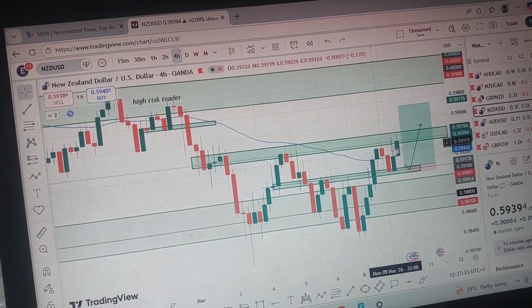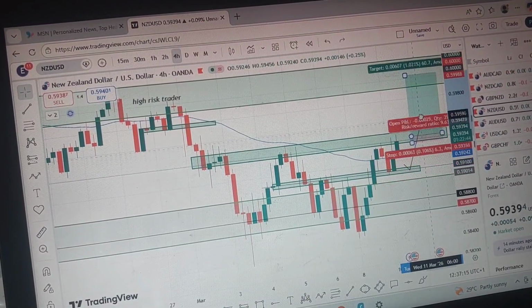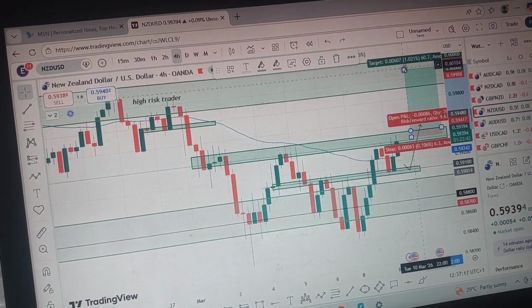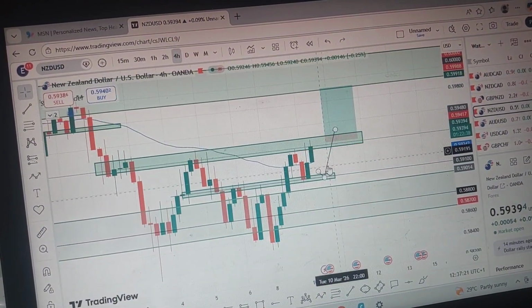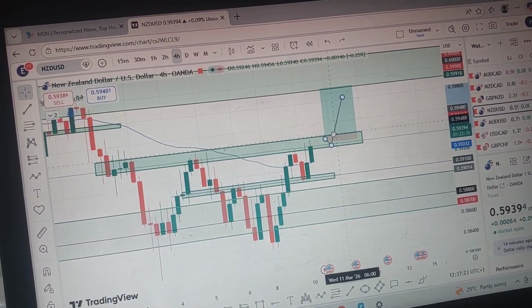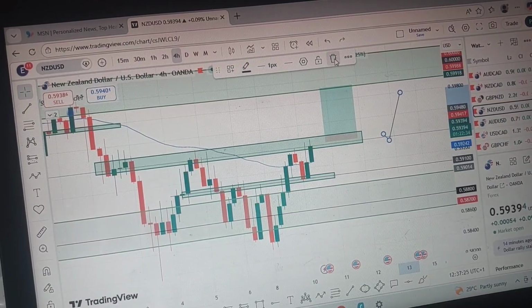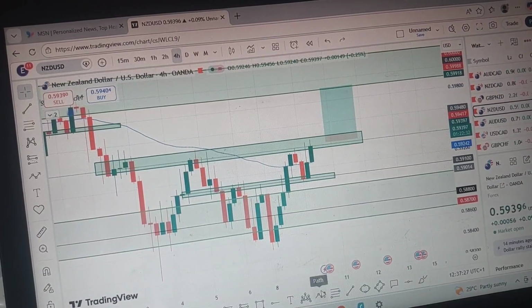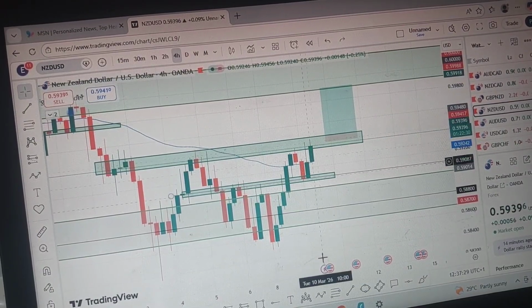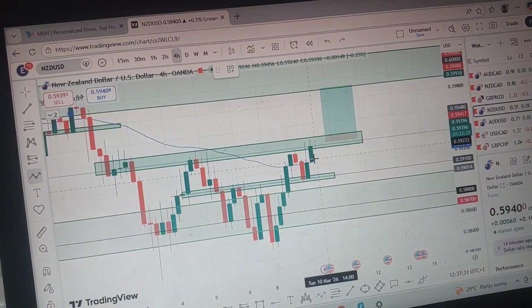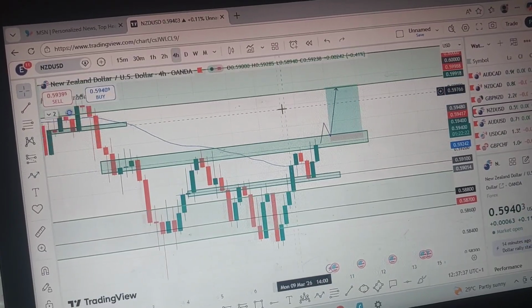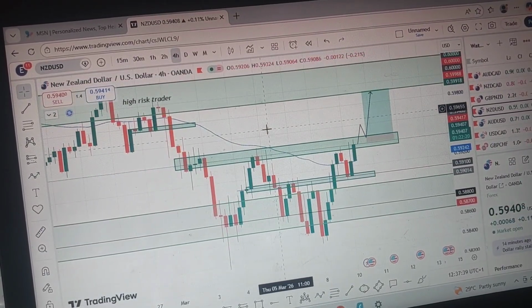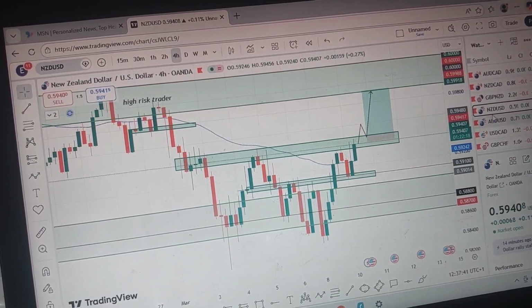What I'm waiting for is a quick break and retest above this structure point for me to take the trade to the upside. Waiting for the trade, give me a quick break and retest for me to take the trade to the upside. So that's what I'm expecting in NZD USD.